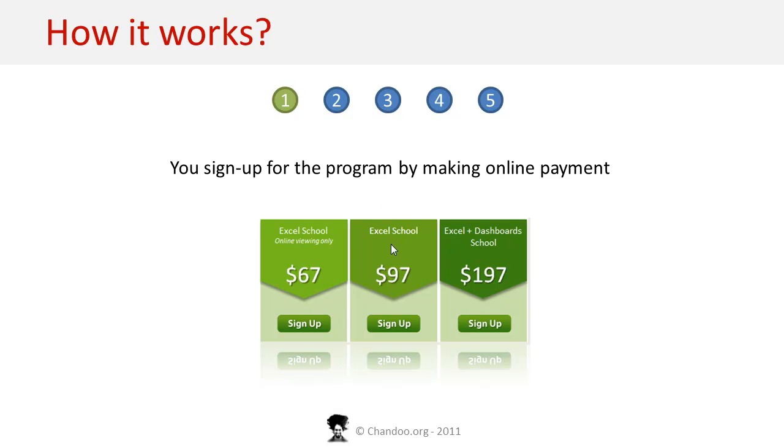Then there is an option called Excel School itself, which includes downloadable lessons. So this is $97, where you can actually download all the lessons to your computer. You can also view them online, but you can also download. Then the final thing is the Excel School plus Dashboards package, where you can view the lessons online and download, but you can also watch and download the dashboard topics. So Excel School will basically be about Excel, and Excel plus Dashboards is about both Excel and dashboards. So the prices are $67, $97, and $197.